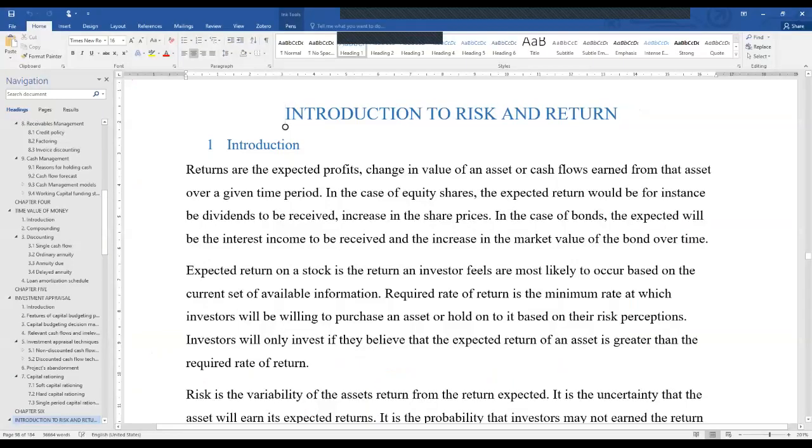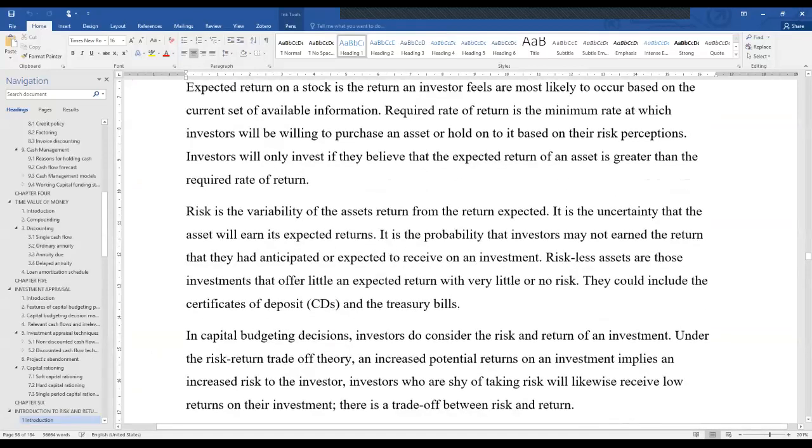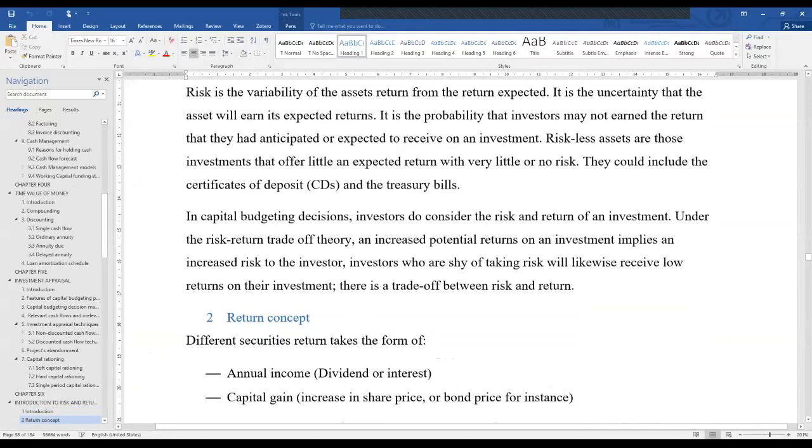Now, the key concern is the risk, because the return is quite straightforward. The risk is the variability of the asset return from the return that is expected. It is a measure of return volatility. When you see the term return volatility, it still means the risk of the particular asset, so how volatile the return of that particular asset is.